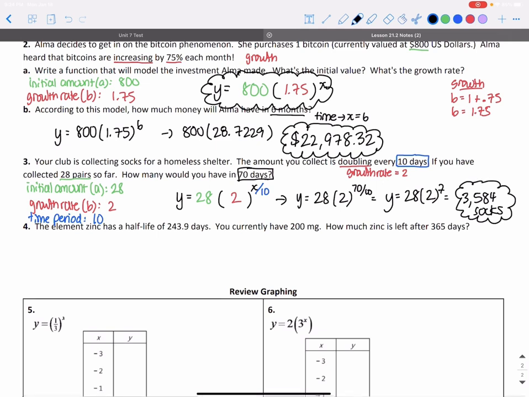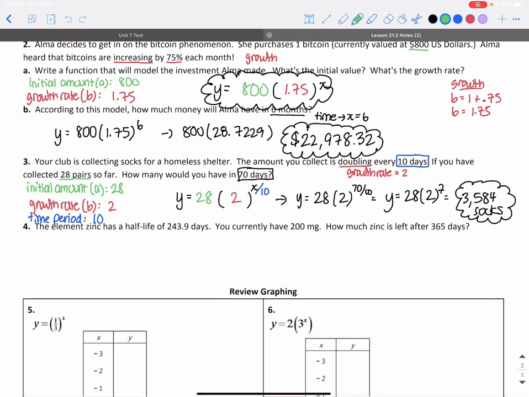For number 4, the element zinc has a half-life of 243.9 days. You currently have 200 milligrams. How much zinc is left after 365 days? I want you to pause this video and try this problem on your own. You should have used an exponential function to represent this situation.